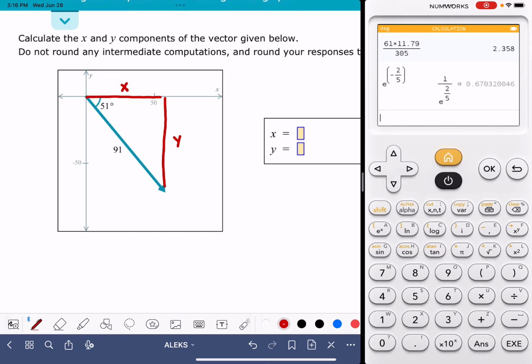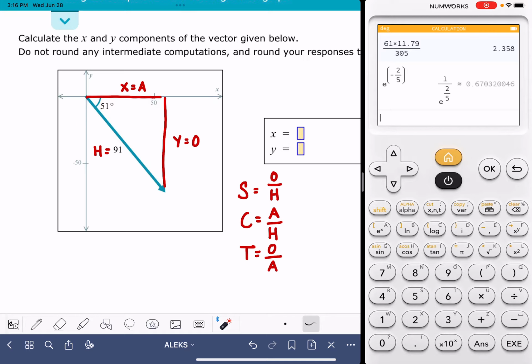Let's remind ourselves of SOHCAHTOA. This helps us remember the relationship between the sine, cosine, and tangent functions and the side lengths of a triangle. For this 51-degree angle, the opposite side of the triangle is the y component of the vector. This is the hypotenuse and this is the adjacent side.